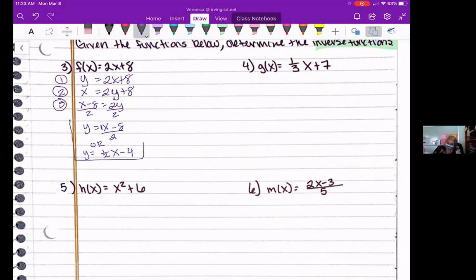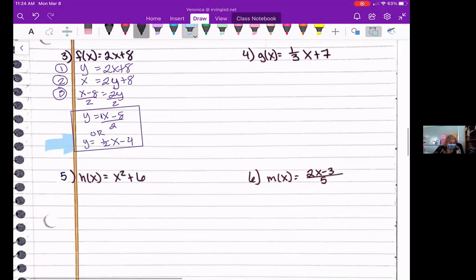Now, which one do I prefer? I prefer the bottom one, but they're both correct. I prefer slope-intercept form, right? So that means that my inverse function, remember, you have to put it in inverse notation. So f of inverse of x, with that little negative one at the top, is 1/2 x minus 4. So the inverse function of f of x equals 2x plus 8 would be f inverse of x equals 1/2 x minus 4.